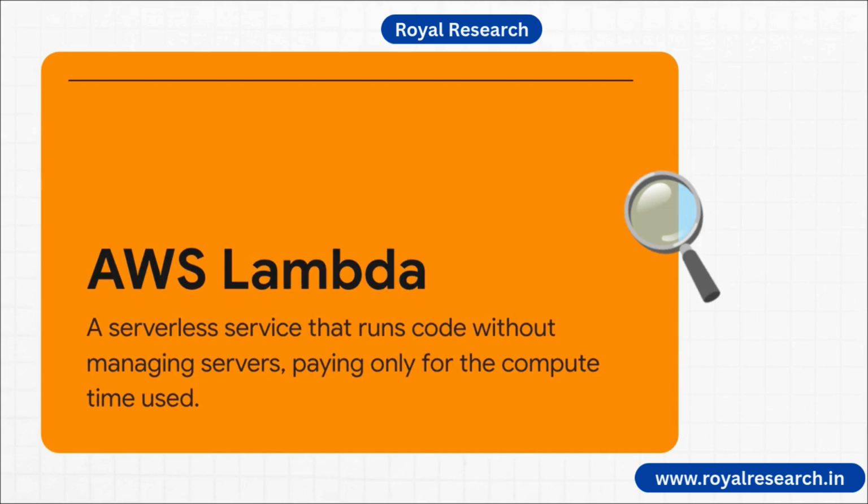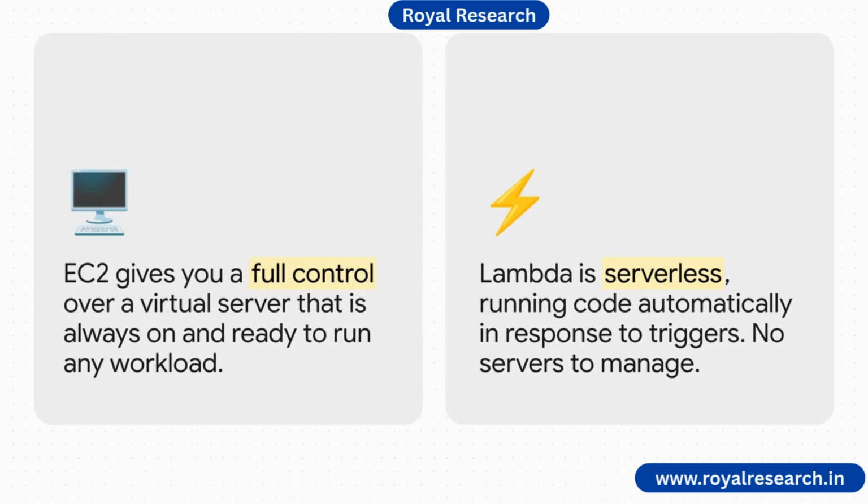But then there's this totally different approach called Lambda. It's known as serverless computing. Now, that doesn't mean there aren't servers. Of course there are. It just means you don't have to think about them at all. You just upload your code and AWS automatically runs it for you only when it's triggered. You only get charged for the literal milliseconds it's running. It's pretty wild.